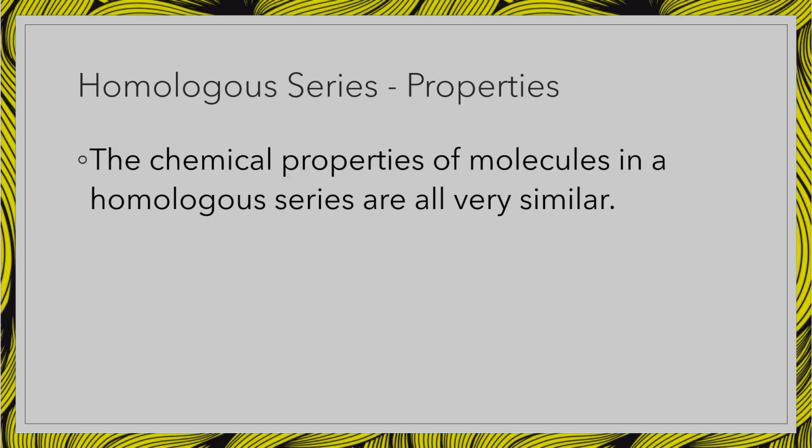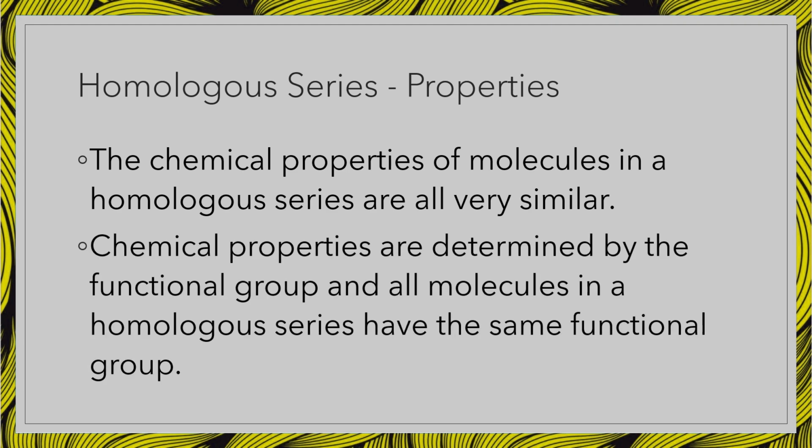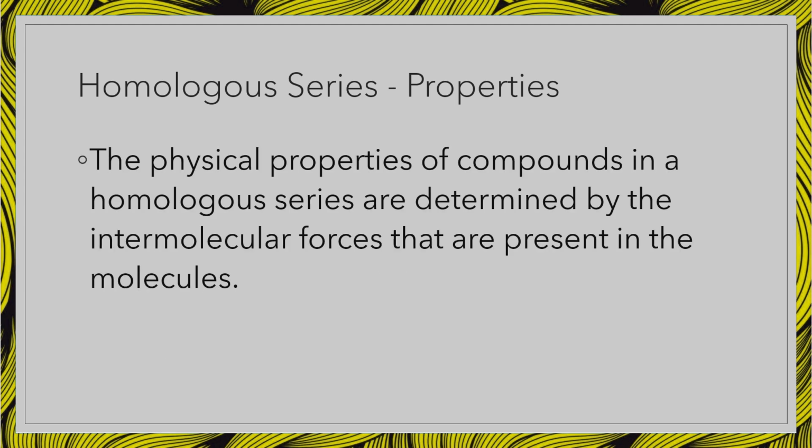So let's have a look at the properties of homologous series. So the chemical properties of molecules in a homologous series are all very similar. Chemical properties are determined by the functional group, and because all molecules in a homologous series have the same functional group, they should have the same chemical properties. Now, the physical properties of compounds in homologous series are determined by the intermolecular forces that are present in the molecule.